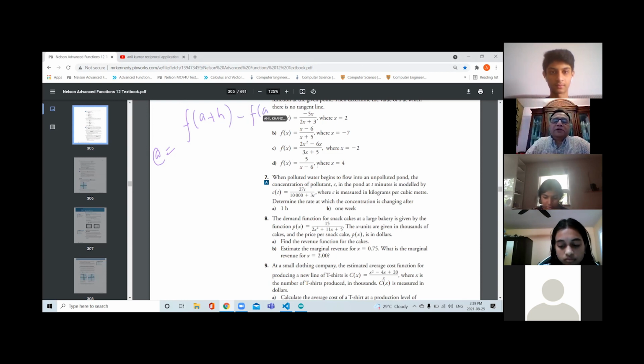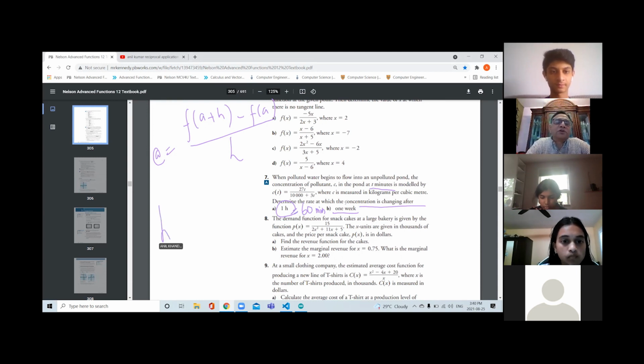So determine the rate of change at which the concentration is changing after 1 hour. That time is given to you, and after 1 week, that time is also given to you, two different parts. Just plug in and see in which units time is there. Time is in minutes. So therefore, as Akshat, you are saying, you have to write this as 60 minutes, correct? Once you put this as 60 minutes, you can easily do this particular question.